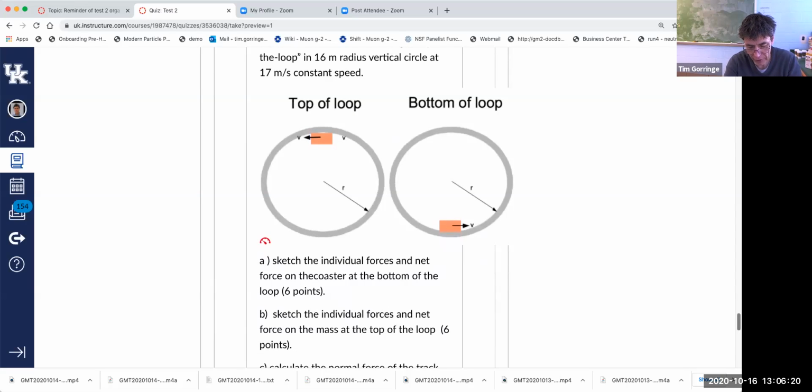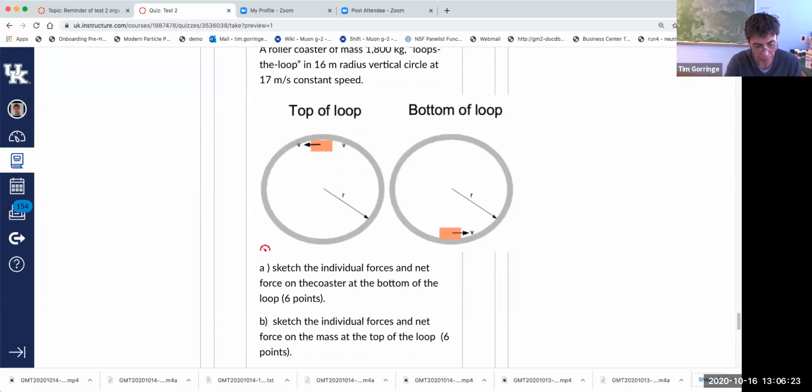Okay, finally we got the fully worked out problem, which involves this roller coaster. And we're told that the coaster is looping the loop at a certain speed, at a certain radius, and it has a certain mass. And we're asked to consider the forces on the roller coaster at the top of the loop and the bottom of the loop. And ultimately, we're going to compute the normal force that it experiences at the top and bottom of the loop.